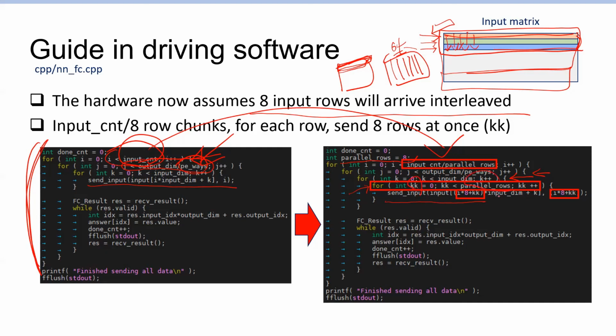So this is basically what's happening. KK is looping through parallel rows, and so on. And the indexing changed, and the parameters we send to the accelerator also changed to tell it which input row this particular value comes from. And that's it. These are the only changes you need to make to actually perform batched row processing inside the accelerator.